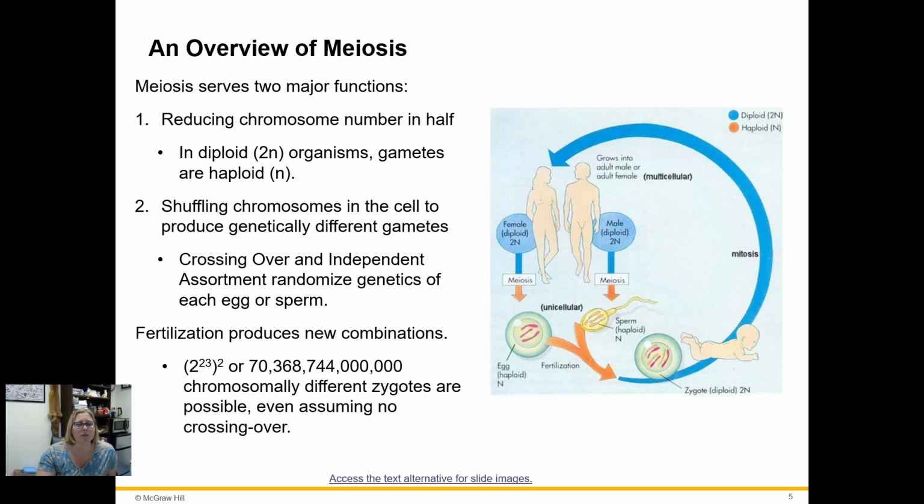But because fertilization produces new combinations, we actually end up with the most ridiculous number of chromosomally different zygotes possible, even assuming no crossing over, which is one of the ways that genetics are reshuffled in an individual before fertilization happens. So when I talk about how we are genetically unique, that's what I mean.